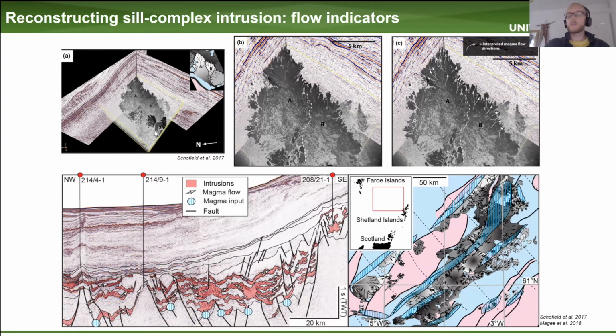So this is an example from the Faroe-Shetland Basin, of which this sill complex is just a small portion. And by doing this, we were able to map sills all around, and map out flow indicators all around, and pick out that the magma was basically coming up basement-involved faults. It was traveling through the basement via these faults, and once it got into the sedimentary basin, it was spreading out laterally to form this really quite complex sill complex.